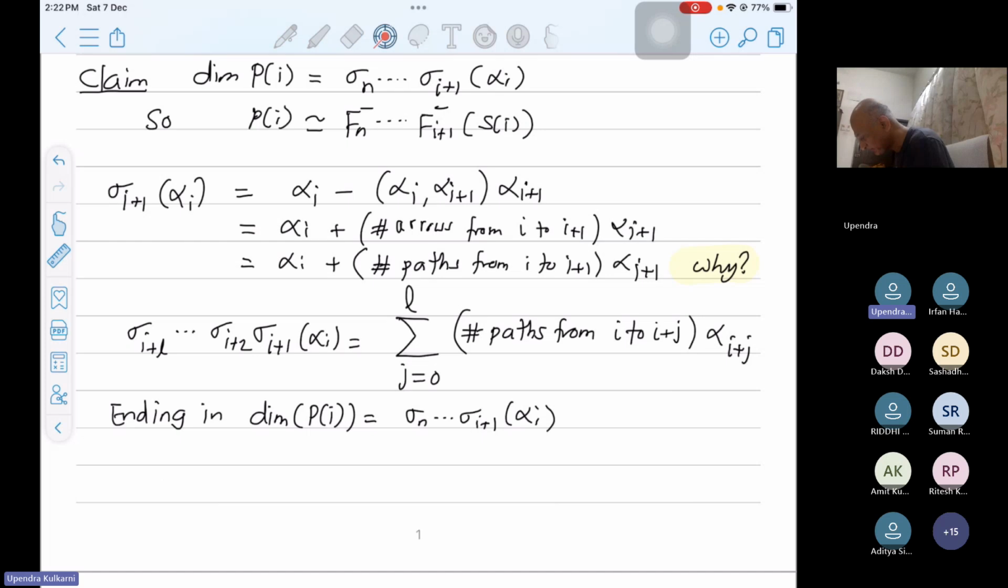Let's now try to do the second part. So just the dimension vector allows me to exactly write down what this Pi is in terms of my reflection functors, starting with a simple model. Okay, so let's see what's going on. One thing to note is that, again, remember the proof. What did I do? I started with alpha I, and I applied all of these reflections in order to finally come to the dimension vector of Pi.